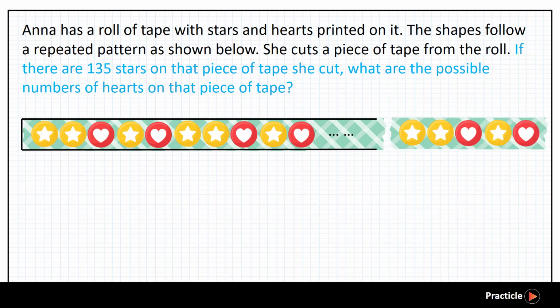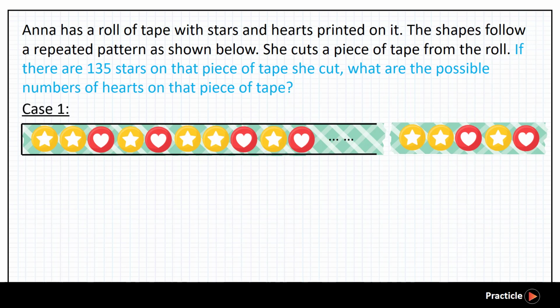Now what we are going to do next is to look at the last group, which is the 45th group, and see what are the possible ways that Anna might cut the tape. Alright? The first way is quite easy, and I'm sure that most of you would think of cutting the tape at the end of this group. So if we were to cut the tape in this way, we are going to have exactly 45 complete groups of 5 shapes. Correct?